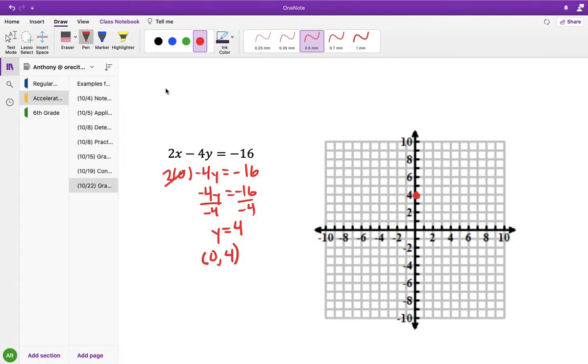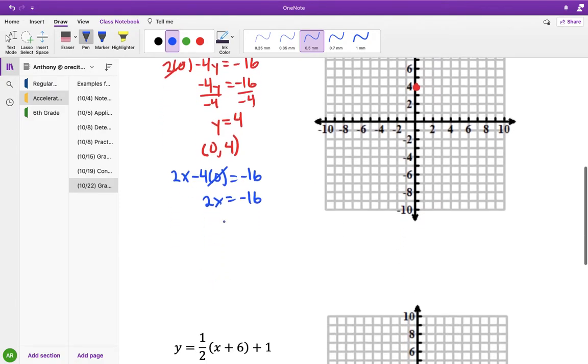Now I'm going to do the same thing, but this time I'm going to put a 0 in for y. So 2x minus 4 times 0 equals negative 16. Once again, that cancels out. I'm left with 2x equals negative 16. I'm going to divide both sides by 2. I get x equals negative 8.